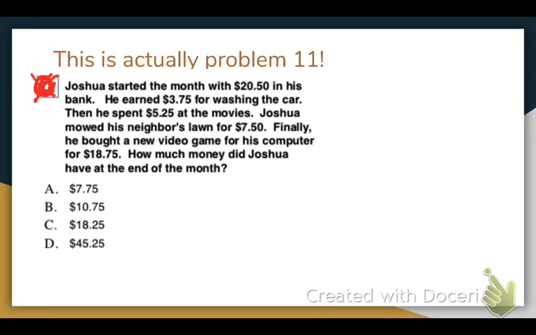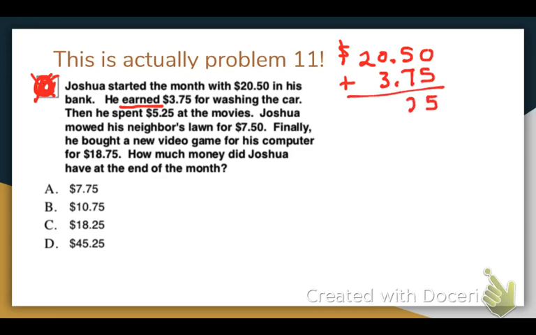Alright, Joshua started the month with some money, and then he earned some money, and he spent some money, and I want to know how much he had at the end of the month. Alright, so he started with $20.50, and I'm probably going to be adding and subtracting decimals, so I'm going to line up all these decimals. Earned money. He earned $3.75 for washing the car. That means he added $3.75.